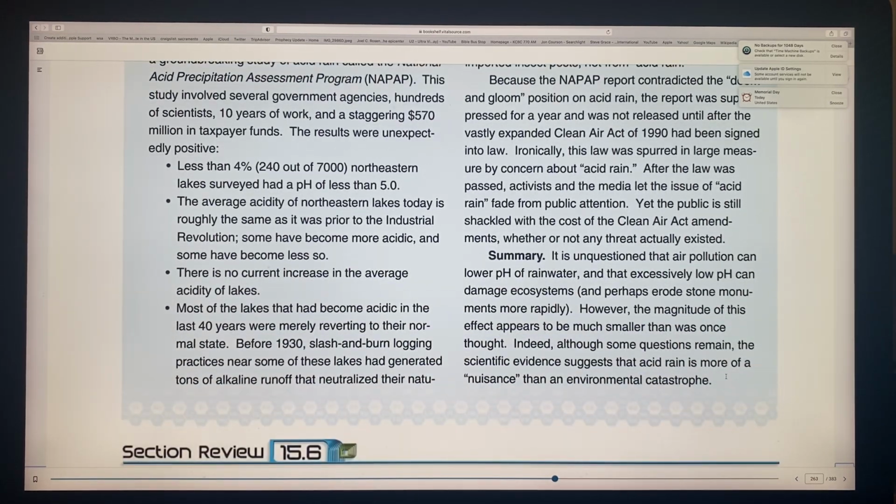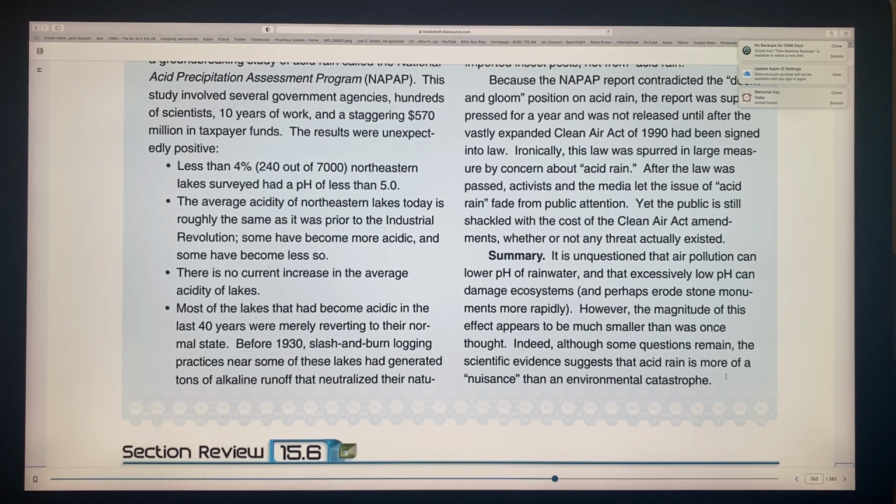Yeah, we know. So, in summary, it is unquestioned that air pollution can lower the pH of rainwater. We know that it can, and that we need to be careful, especially in our ecosystems. And also, air pollution can even erode stone monuments and statues. So we have to be careful.